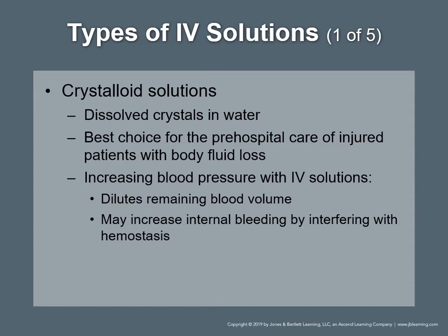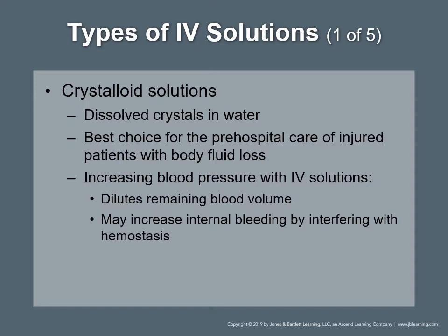Types of IV solutions. IV solutions are categorized as crystalloid or colloid based on their dissolved components or makeup. Crystalloid solutions dissolve crystals in water. It contains compounds that quickly dissociate in a solution. The best choice for pre-hospital care of injured patients with body fluid loss. 3 milliliters of isotonic crystalloid solution is needed to replace 1 milliliter of patient blood.